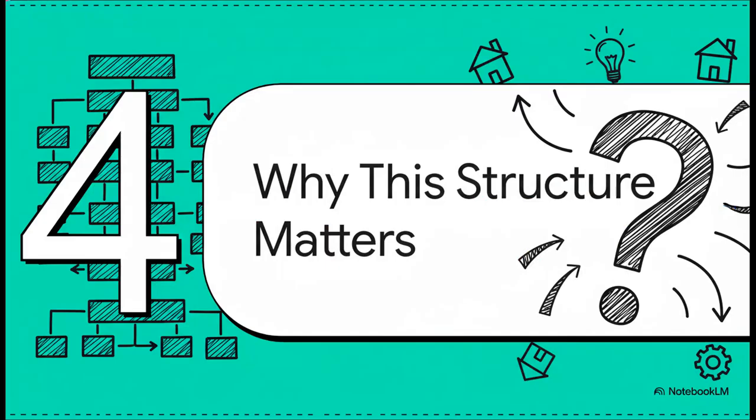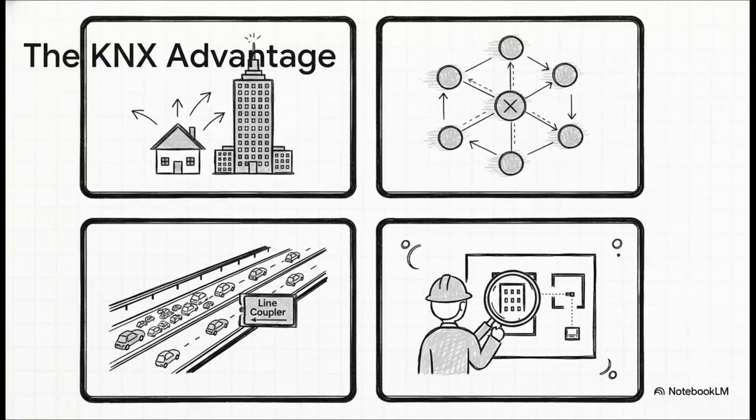So we've seen the how, but let's finish up with the why. I mean, why go to all this trouble to create this complex, hierarchical system? What's the payoff? Well, it comes down to 4 huge advantages. First, massive scalability. It can run a tiny apartment, or it can run an entire airport. Second, radical reliability. Because it's decentralized, there's no single brain that can crash and take down the whole building.